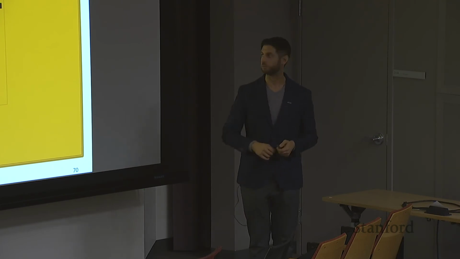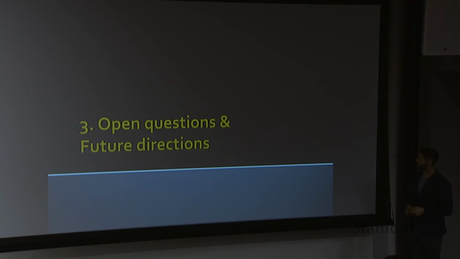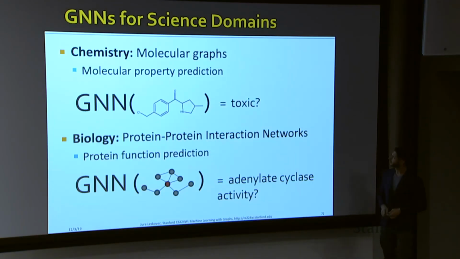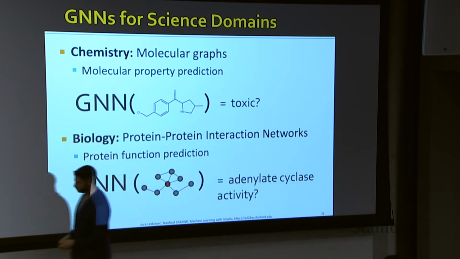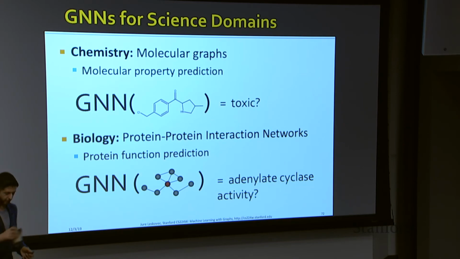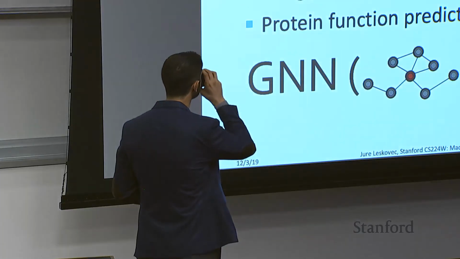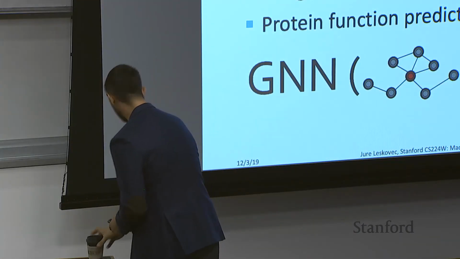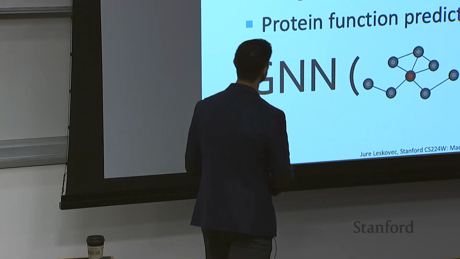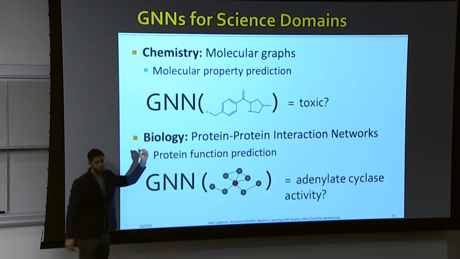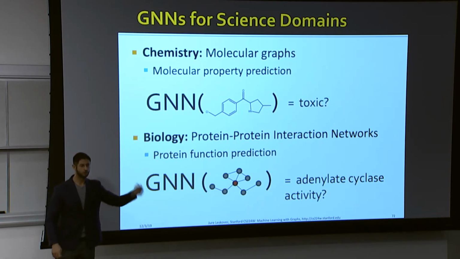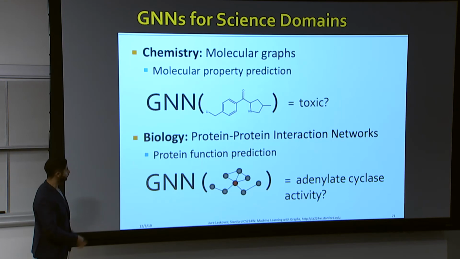Okay, I think we have a few minutes left, so we can just go quickly through some open questions and future directions. One idea is there are a lot of applications going on of GNNs in the science domain. For example, GNNs are being used to find out if certain molecules are toxic or soluble. Basically, they try to classify different molecule properties and predict them reliably.